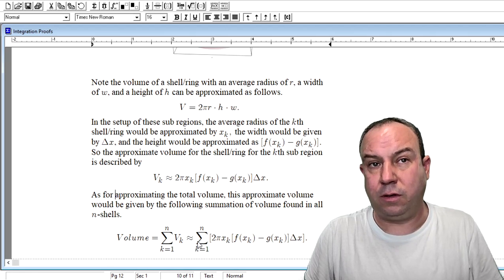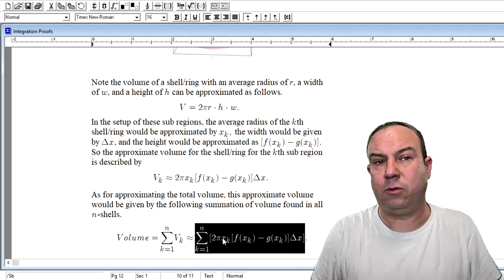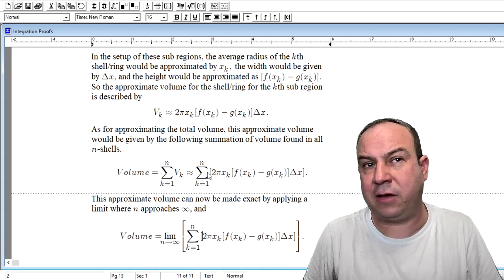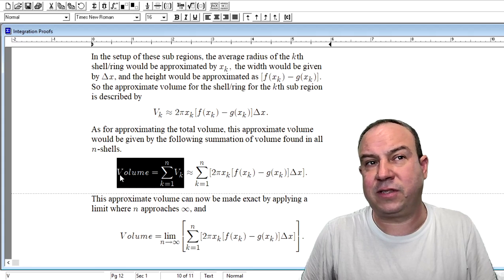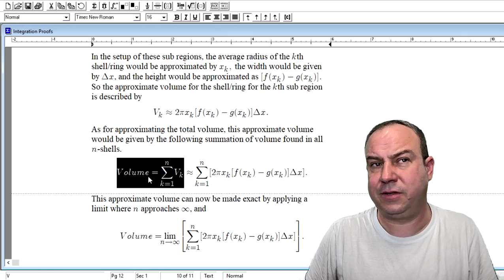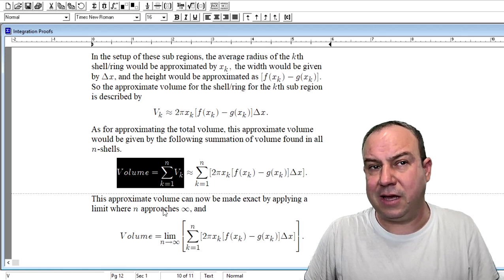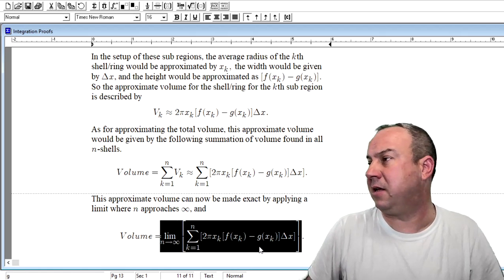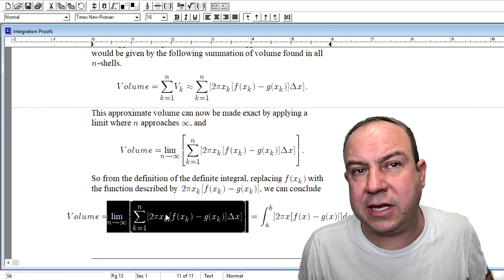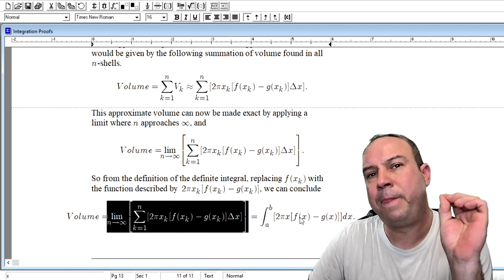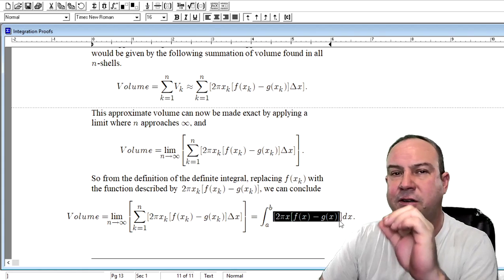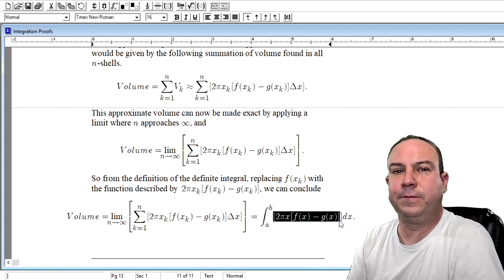And for the total, the total would be found here by summing up the values found in each of the kth subregions from k equals 1 to n. That would give us the approximate volume, which we would understand as this calculation here on the left. This approximate then could be made exact by applying a limit, where from the definition of the definite integral, we can connect this limit calculation over to the definite integral calculation we see here.